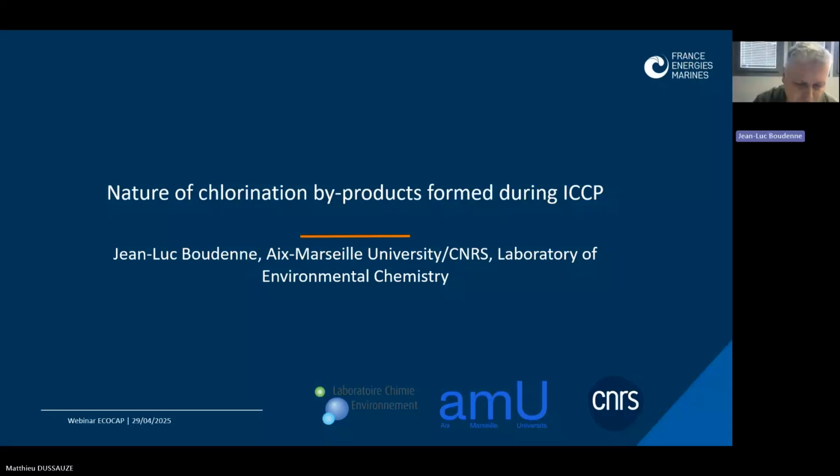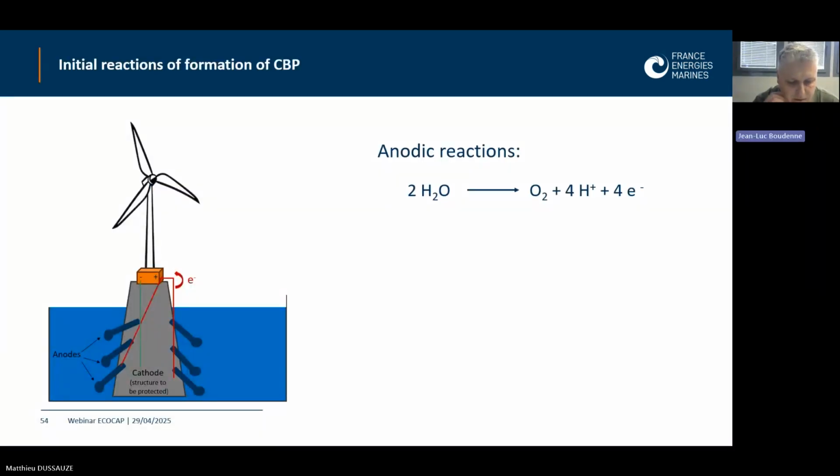Good afternoon, everybody. I'm going to introduce our first results on the identification and quantification of chlorination byproducts which are formed during impressed current cathodic protection of wind turbines. ICCP consists in cathodically polarizing the structure to be protected by an external power source.